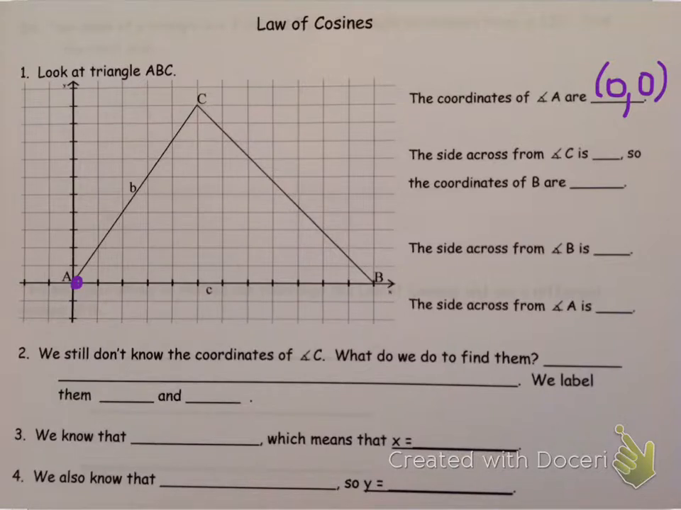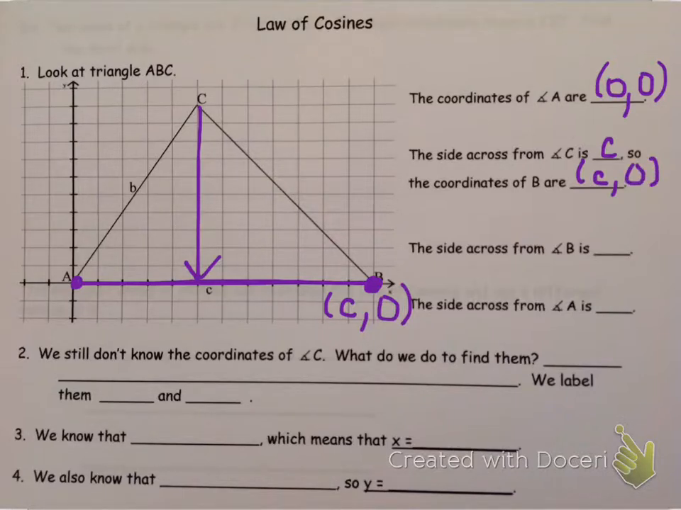Since the side across from angle C is side C, so it's little c, and that C value would tell us how long this side of the triangle is, that means we also know the coordinates for B, because you notice that this graph wasn't scaled, so we don't really know that every grid line is 1. So however long C is, that tells me how far to the right that point is, and of course it's on the x-axis, so the y-coordinate is 0. So the coordinates of B are whatever the length of C is, and then a y-coordinate of 0.